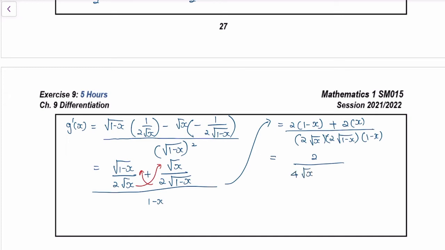Lepas tu this one kita akan combinekan dia. Dia akan jadi 1 minus x to the power of 3 over 2. Then simplify lah this one. So, 1 over 2 sqrt x, 1 minus x to the power of 3 over 2. Dah siap.